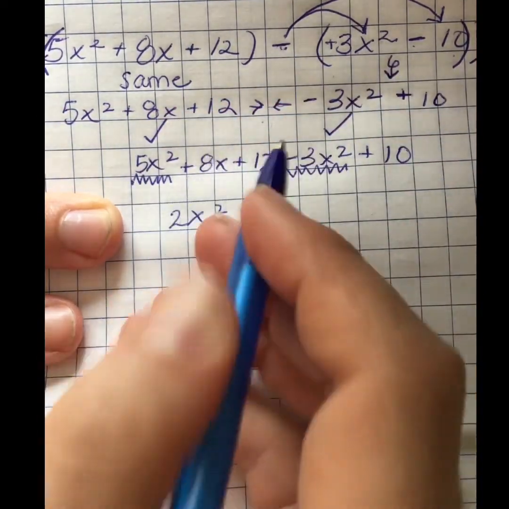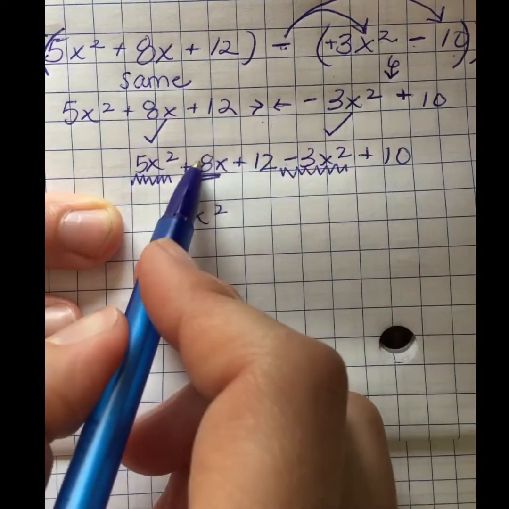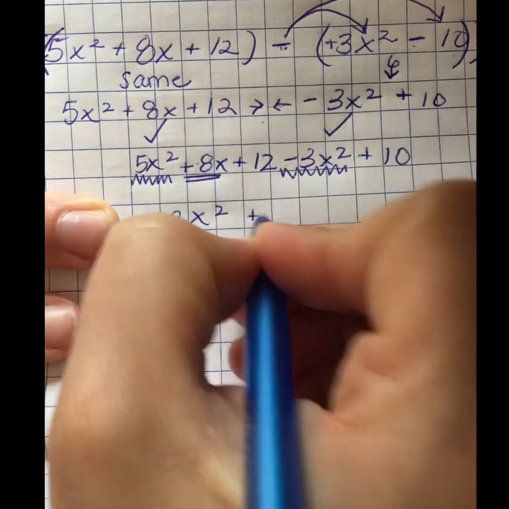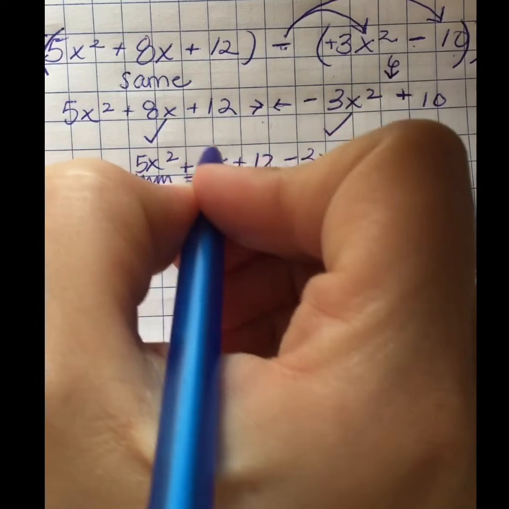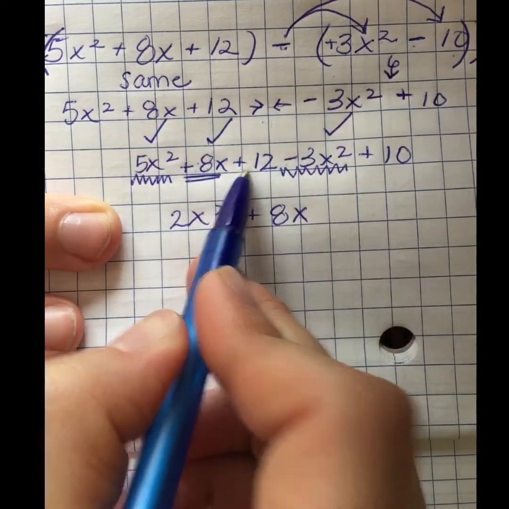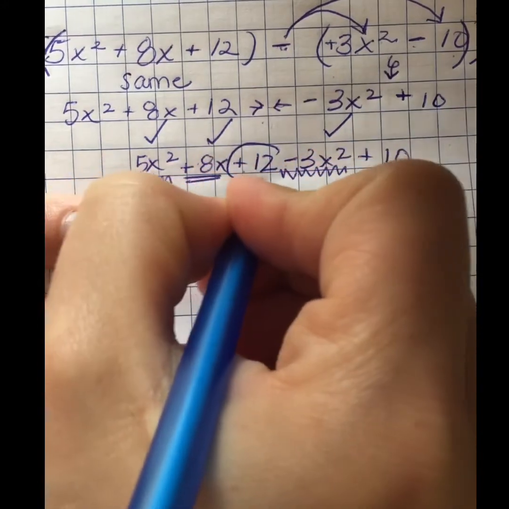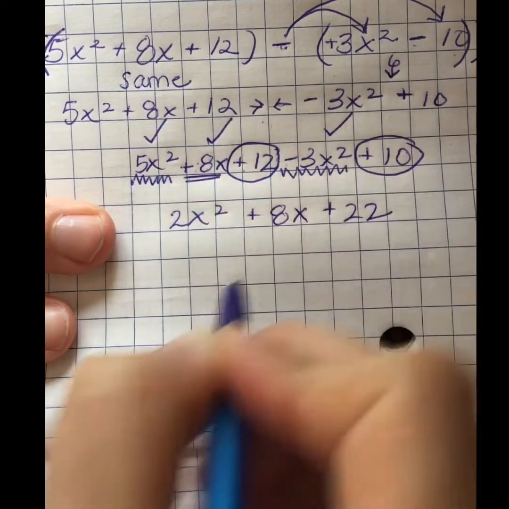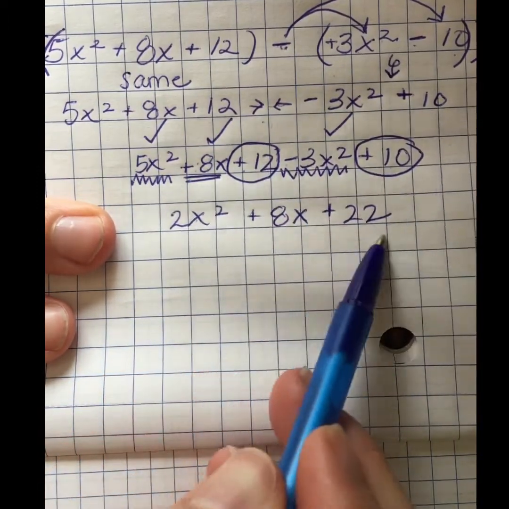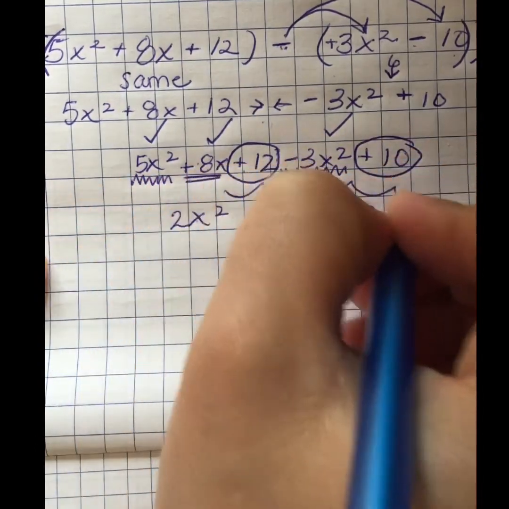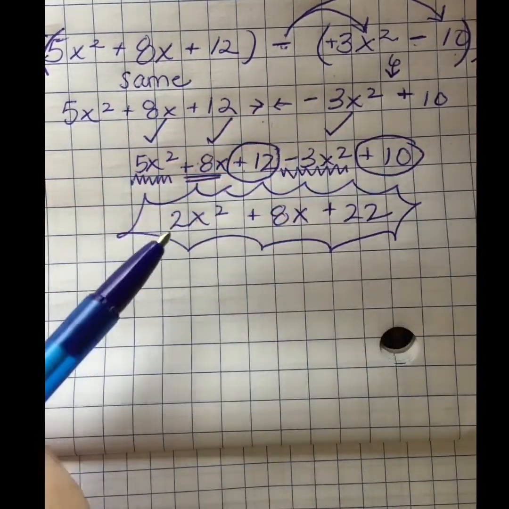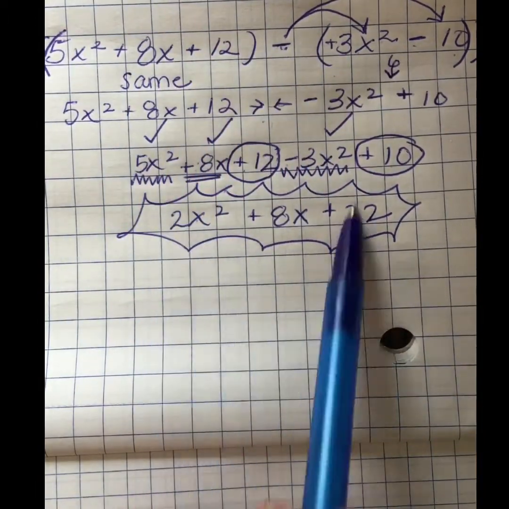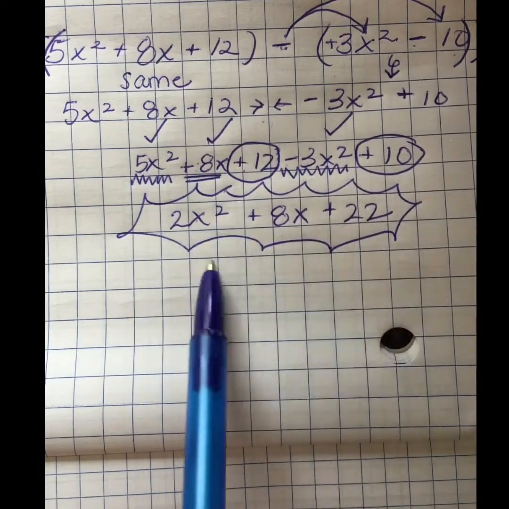Then we'll look at our 8x. If we're going down the line, that's the only x term. So we're just going to keep it plus 8x. Check it off. And then plus 12 and plus 10 are our constants. So those combine to plus 22. Since there are no more like terms, that is our final answer. And what you just said is that this is the same as this. It's just simplified. So this is a little more usable if we would ever need it.